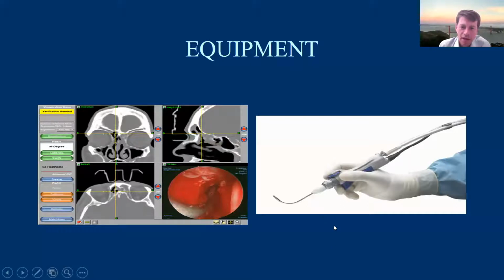I'm also a heavy user of the microdebrider, which I think helps control bleeding, is very efficient at polyp removal, and can provide good visualization and control during your procedure. The one caveat for the microdebrider is it's very efficient at tissue removal. This is excellent for polyps, but can be disastrous if the microdebrider is utilized in areas at times of anatomic confusion. If it's placed in the orbit or in the intracranial cavity, the microdebrider is really what's been responsible for the most devastating complications of endoscopic sinus surgery. So it's always important to keep that in mind when you're using this device.